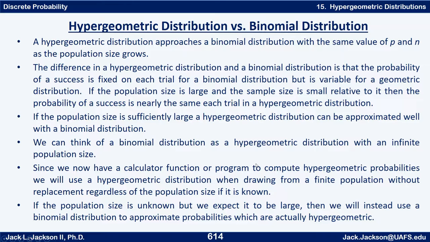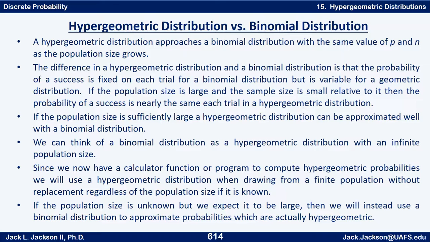Now this should make sense to you because, in both the hypergeometric and the binomial, we're drawing a finite sample from some population. In the binomial we're doing it with replacement, so that the probability of success each time is the same. In a hypergeometric, we're not putting it back in, so the probability of success is different each time. However, if it's a big population, drawing one out doesn't change that probability very much. Drawing one out is going to have very little effect on the probability of success the next time.